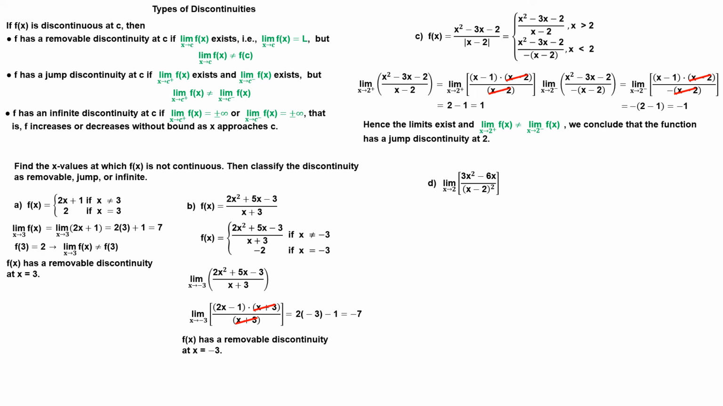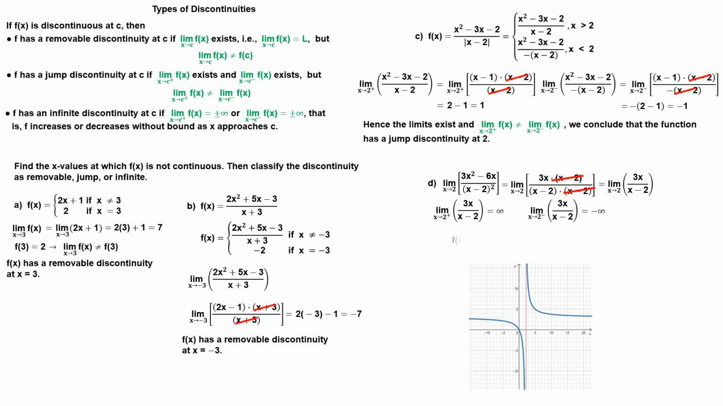To do item D, we can see that the direct substitution fails. So we factor the denominator and the numerator to cancel the common factor. Then we evaluate the limit from the right and the limit from the left. The limit of f as x approaches 2 for values of x greater than 2 is infinity. And the limit of f as x approaches 2 for values of x less than 2 is minus infinity. This function has an infinite discontinuity at x equals 2.